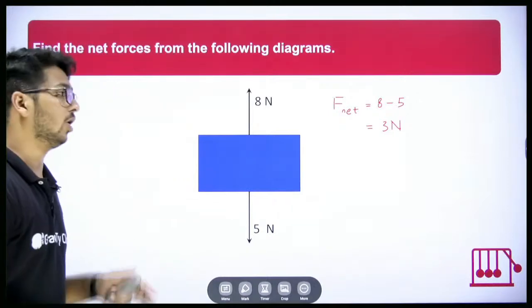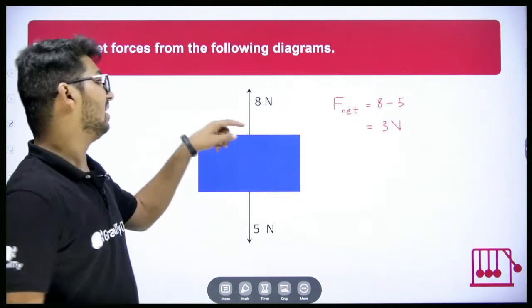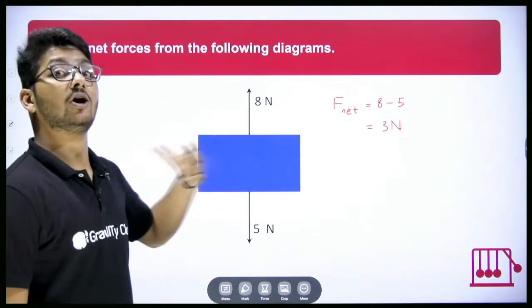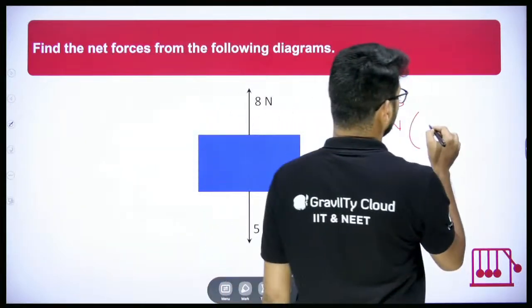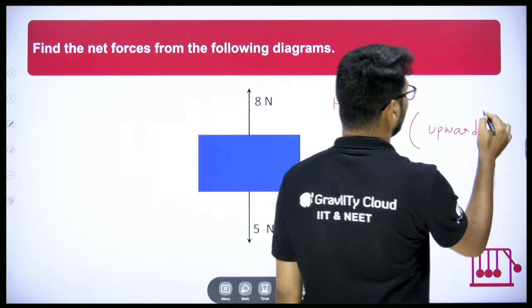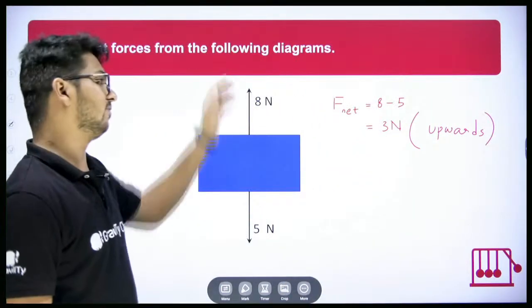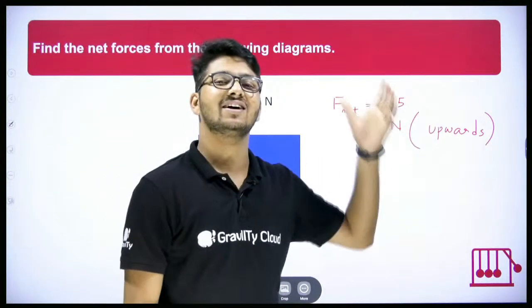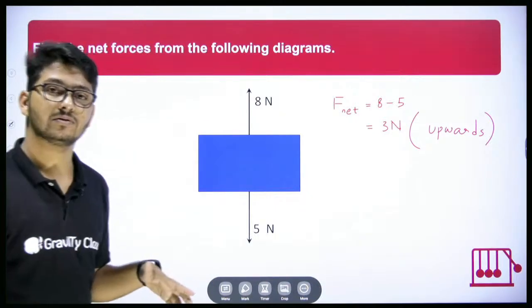We got the magnitude, we got the value. What about direction? The larger force, the dominant force is upwards. Right? So that means it will also be upwards. You have to look at the larger force. You have to look at the greater force. Here it is 8 Newton, which is upwards. So 3 Newton will be upwards. Clear? That is net force.